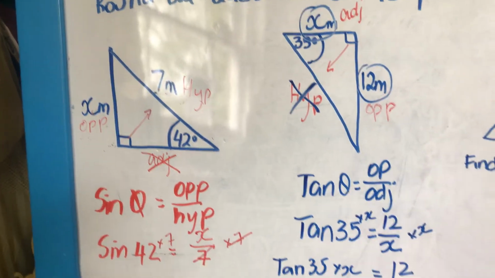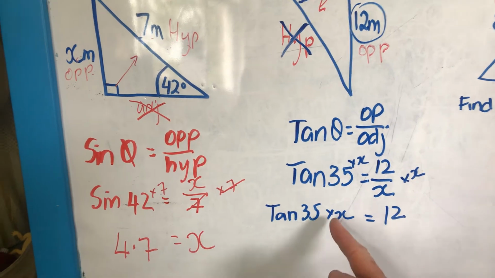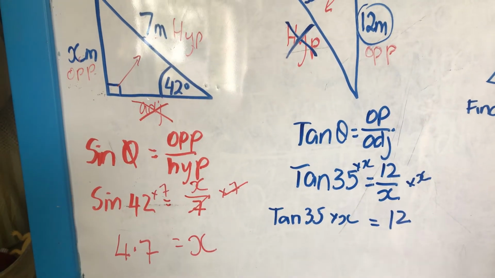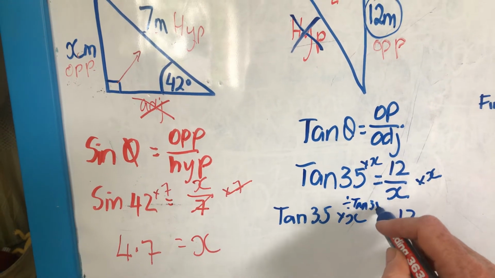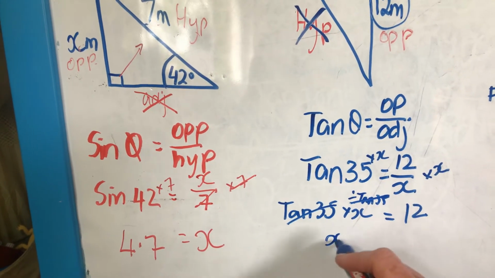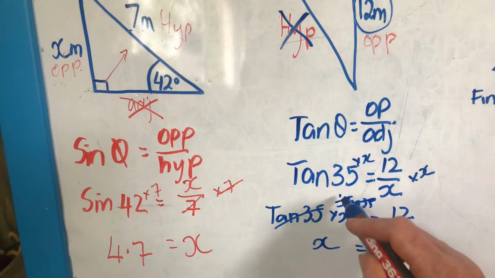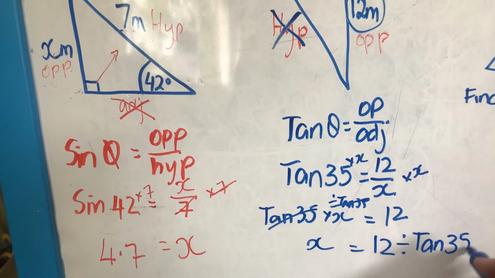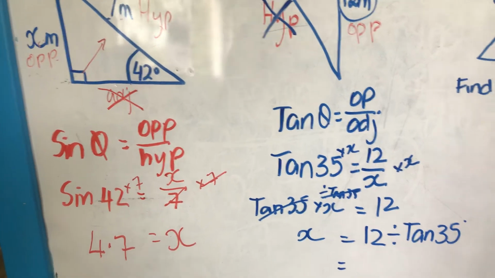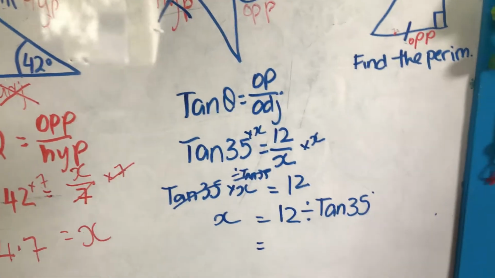How do we get the x by itself? How do we get rid of times by tan 35? Well, we divide by tan 35. So they cancel out. We're left with x equals 12 divided by tan 35 degrees. So our x equals 12 divided by tan of 35.